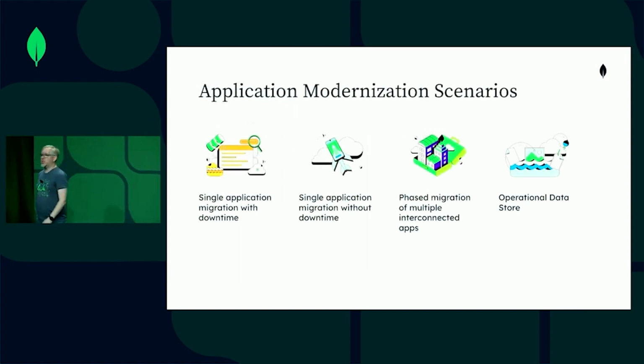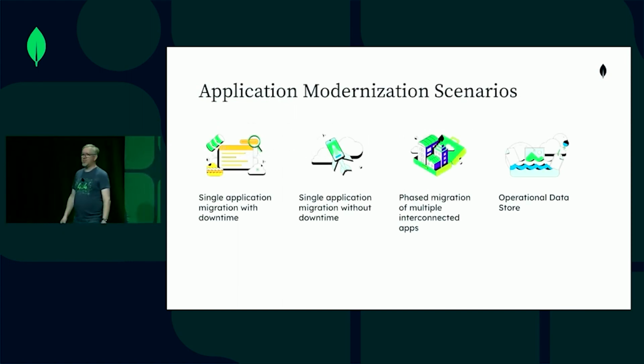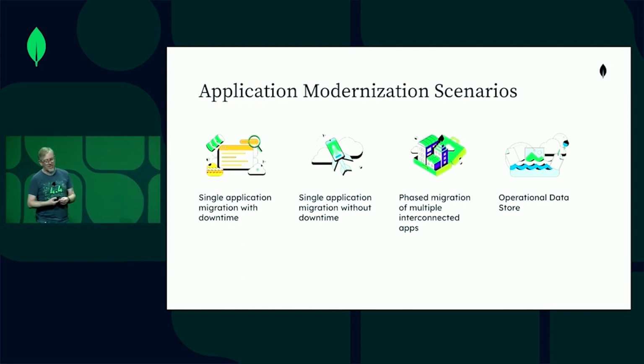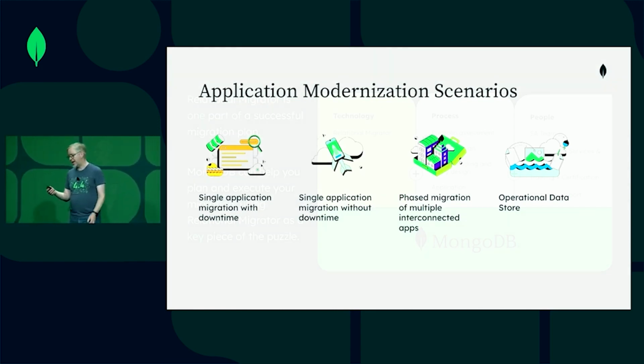Every migration job and project is different, so it's definitely not a one size fits all. The 4 scenarios I'm going to talk about are single application migration with or without downtime, phased migration to multiple and connected apps, and also an operational data store.